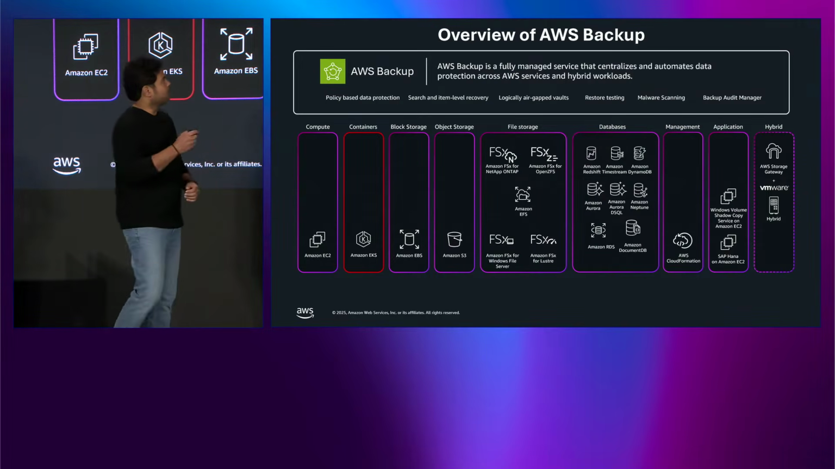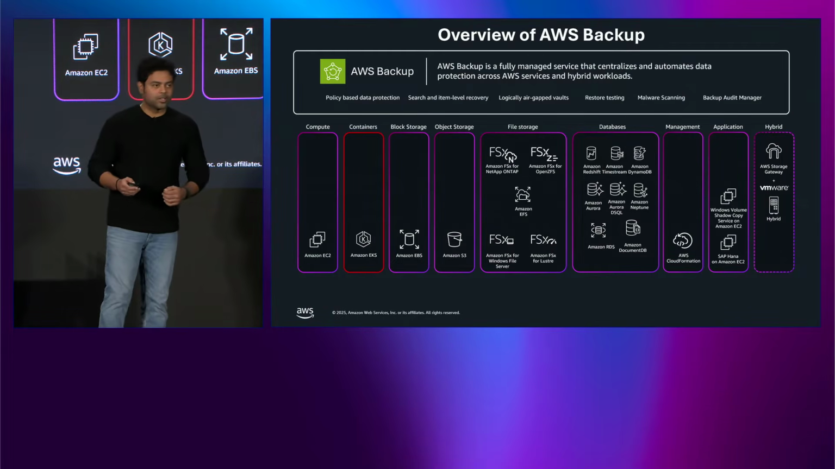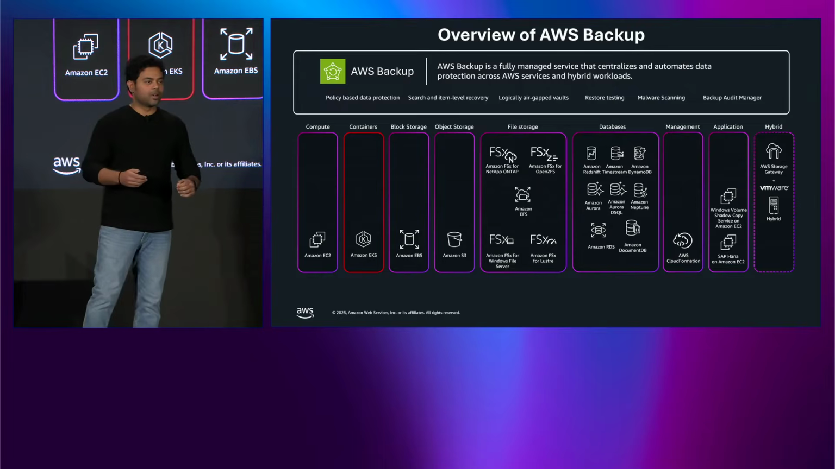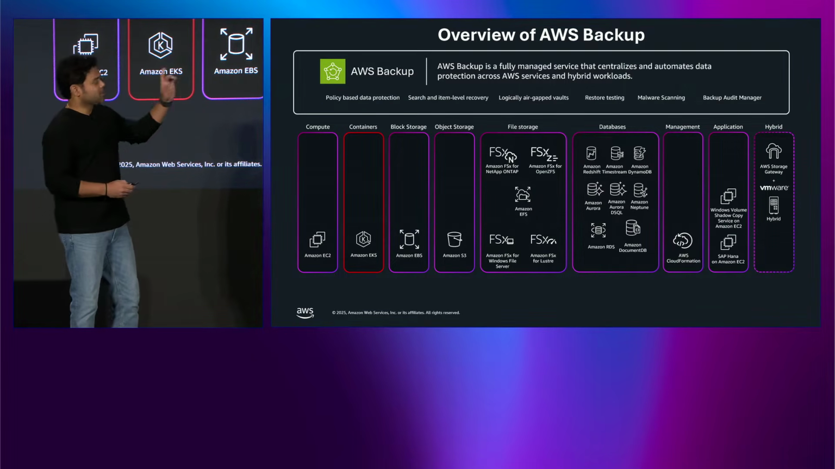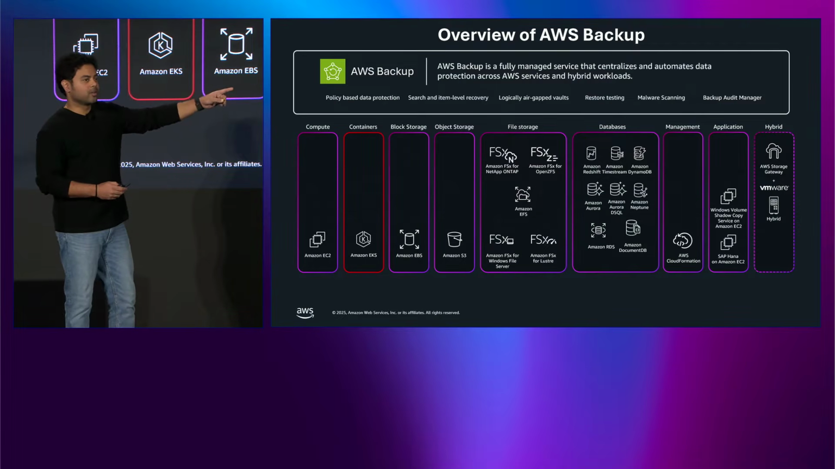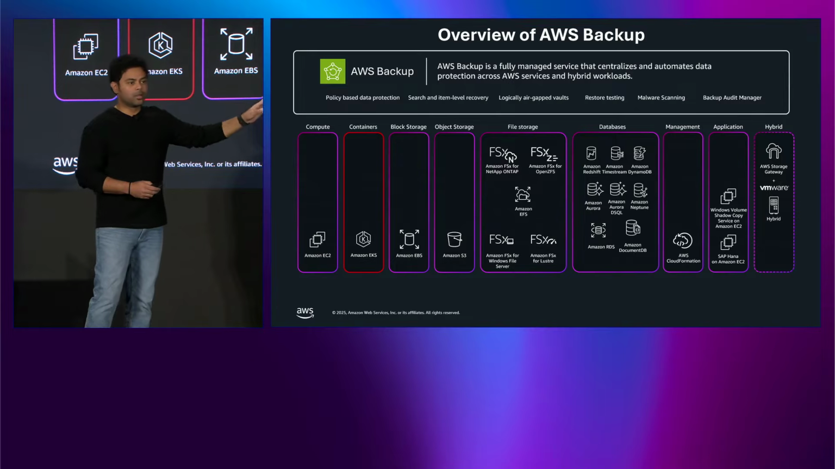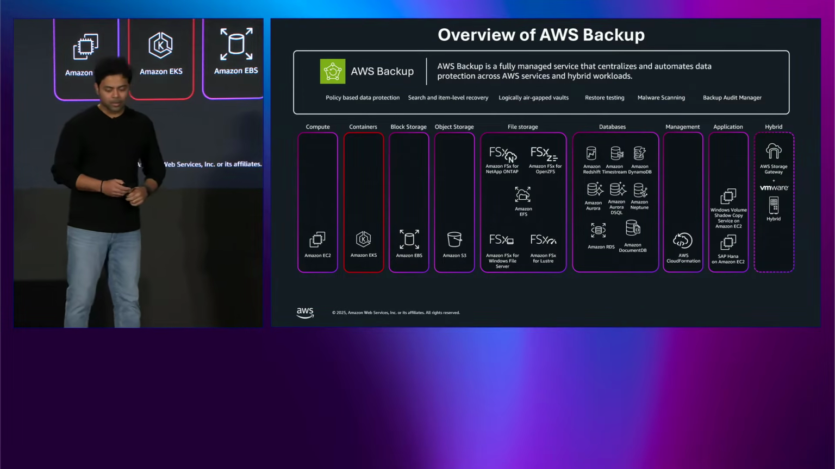Let's get rolling. What is AWS Backup? AWS Backup is a fully managed service that centralizes and automates your data protection requirements across all of the supported AWS services, and then also even across your hybrid workloads, as you see on the far right side corner of the screen there. So it supports both your AWS services and then also your hybrid workloads. Really important to keep that in mind.